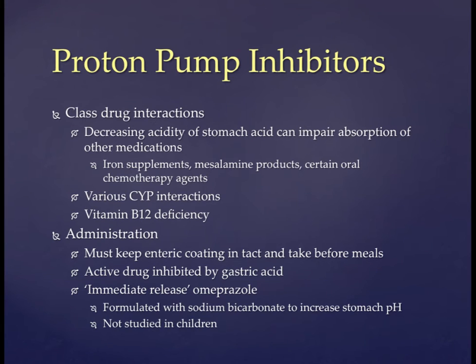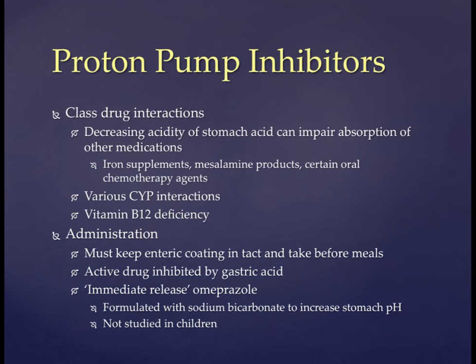Some class drug interactions: these are the ones that most severely have absorption interaction as opposed to all the other medications we've talked about in this lecture, and it's because of their complete acid block. So iron supplements especially are difficult to have absorbed for patients that are on PPIs because of the 24-hour acid block. They're pretty much all metabolized by CYP enzymes, so we'll have those interactions as well. And then vitamin B12 deficiency can develop as well, same as with our H2RAs.